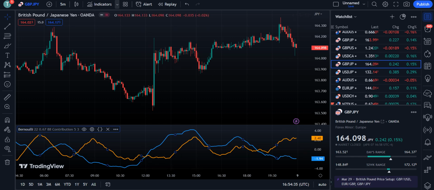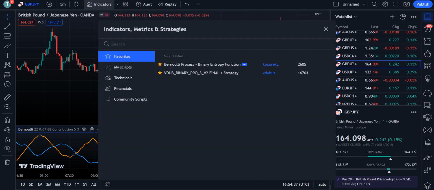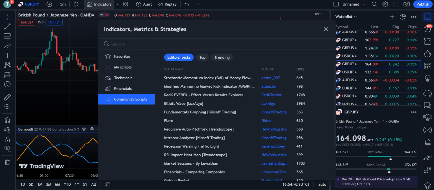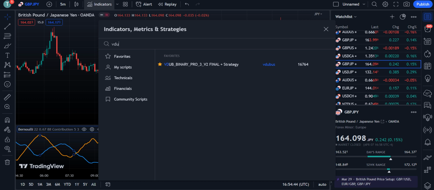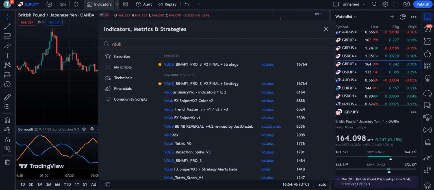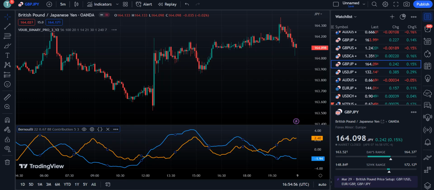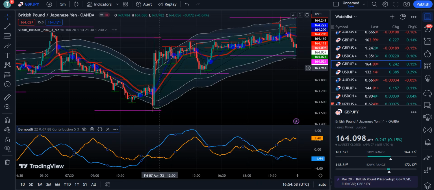Now we are going to add the second indicator, which you can find from the community scripts, and its name is VDUB binary pro 3 v2 final plus strategy. This is by VDUB US, and 16,764 traders are using this indicator. You have to simply click on it. It will be applied on your chart.